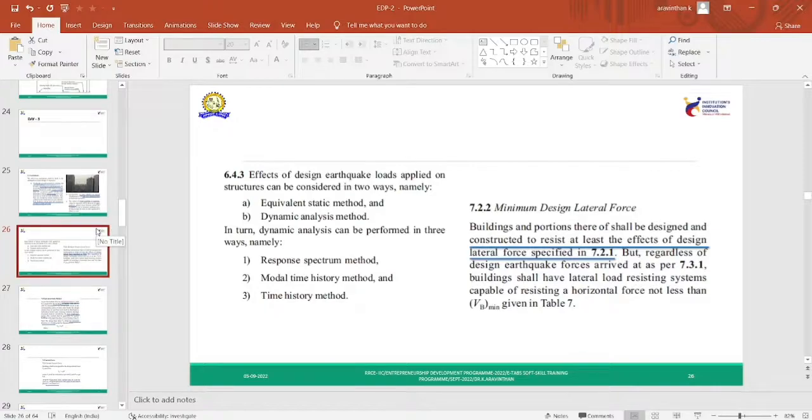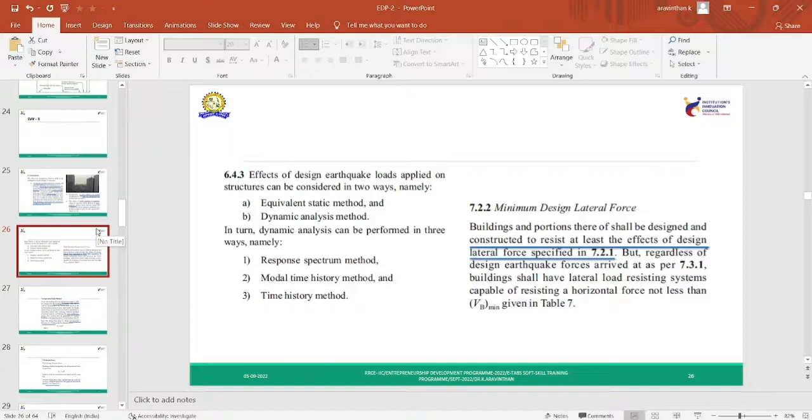Minimum design lateral force. Buildings and portions thereof shall be designed and constructed to resist at least the effects of design lateral force as per the specific phenomena. The recent revision of the earthquake resistant code IS 1893 suggests that all buildings constructed in India should have at least the minimum earthquake resistant force.